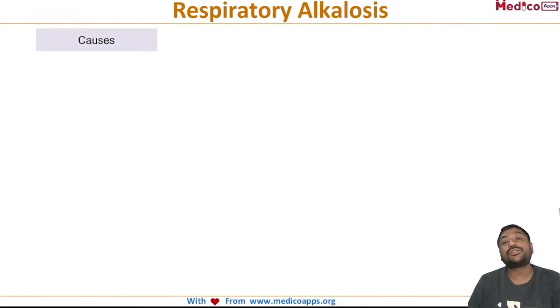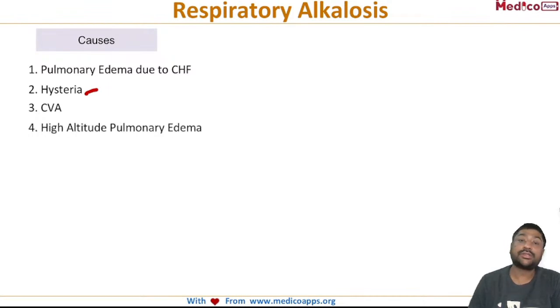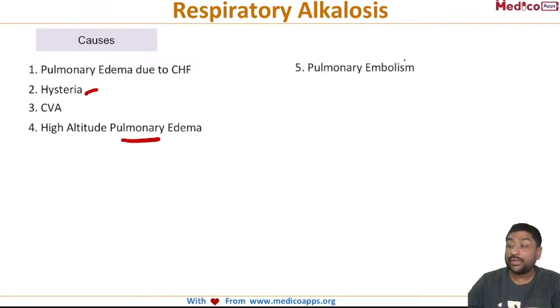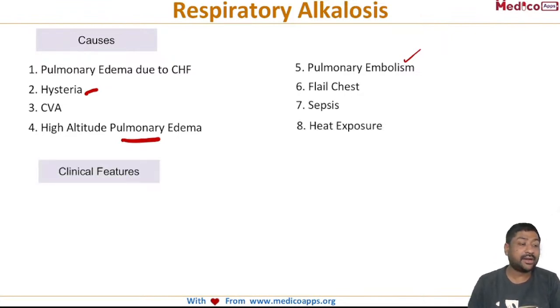Let's look at the important causes of respiratory alkalosis. Causes can be pulmonary edema due to CHF, hysteria. In hysteria, what happens? The person is hyperventilating, so this will lead to carbon dioxide washout. Even CVA can cause hyperventilation and respiratory alkalosis. High altitude pulmonary edema, pulmonary embolism, again very important, flail chest, because the patient has injury in the chest, so he will not be breathing, sepsis and heat exposure. All these are important causes of respiratory alkalosis.